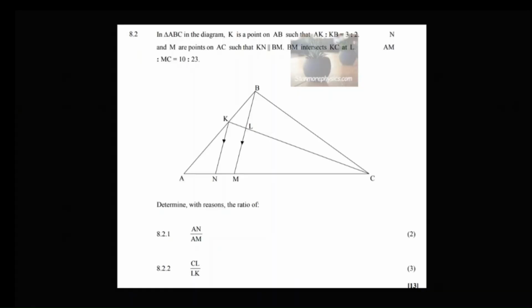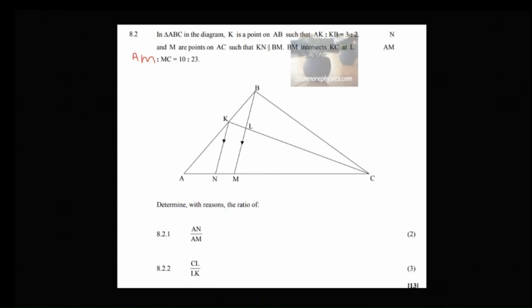8.2. In triangle ABC in the diagram, K is a point on AB such that AK to KB is 3 to 2, and M and N are points on AC such that KN is parallel to BM. BM intersects KC at L. And by the way, guys, this was a little typo. They meant to say AM to MC is 10 to 23.